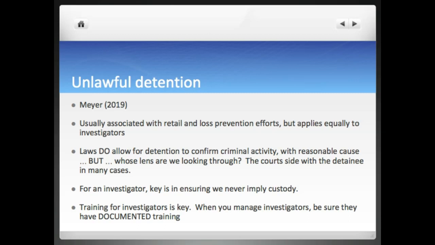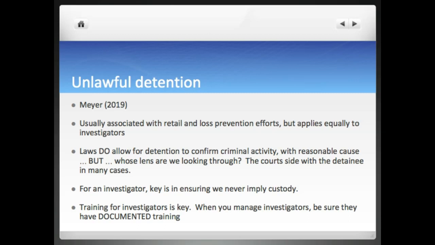It's huge for an investigator to understand that even though you want to in some ways imply that this conversation is going to continue, if the person says, no, I'm done, then they are indeed done, and you can't keep them in that room, even with the same regard that you can keep someone who has shoplifted.